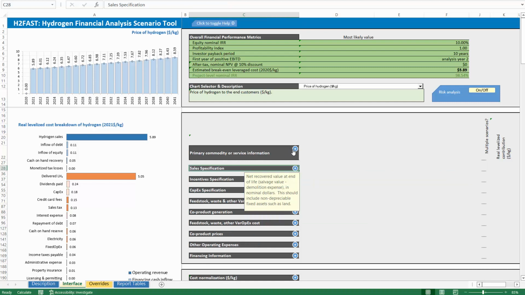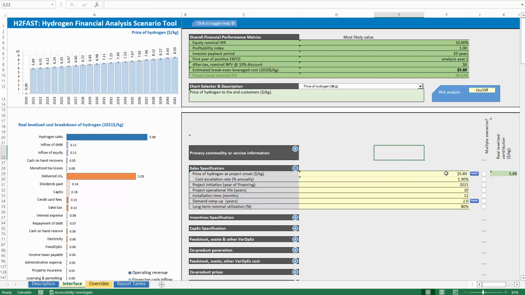Now the next thing we want to specify, so let's collapse this section, is the sales specification. In here we can say, do we want to be a price taker, where hydrogen has a commodity price that we're interested in, or are we going to say that this is a price setter and the model will tell us what you need to charge in order to achieve the financial performance that you're interested in? We'll leave the model in this example as a price setter model. It will set the price of hydrogen for the first year to whatever the model computes in order to achieve the financial performance. And we'll leave the escalation at 1.9%, which is the specified inflation rate. I know that's not today's inflation rate, but this was informed by historical inflation rates that may or may not still be good. Who knows?